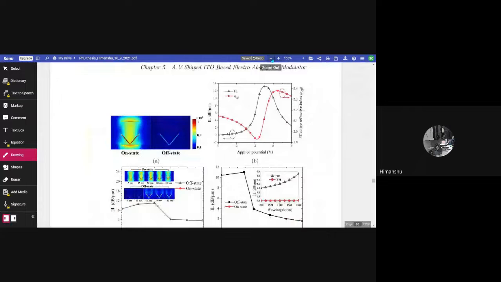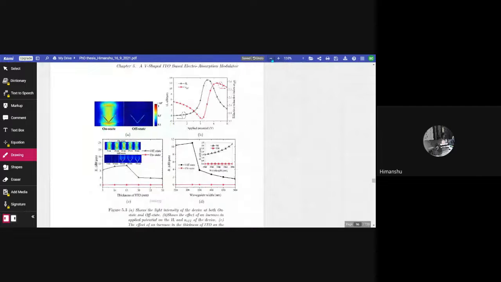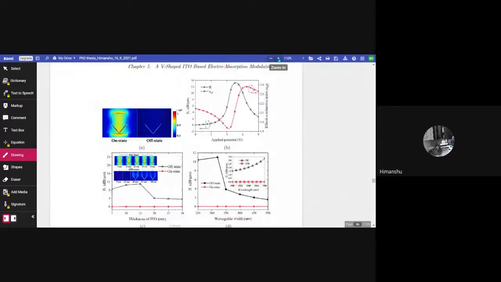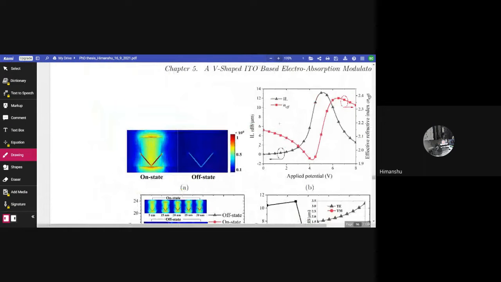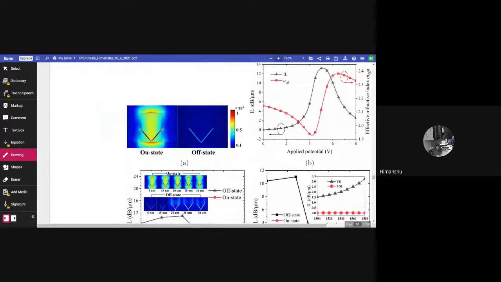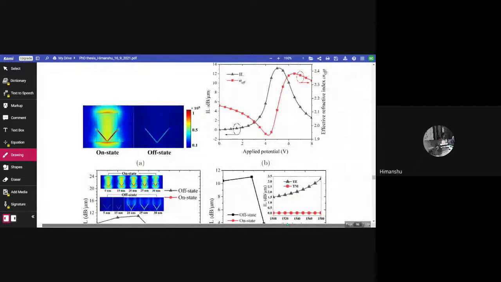So here, figure 5.3a shows the light intensity of the device at both on state and off state. That is when no potential is applied, 0 volt. At 0 volt, the light is allowed to pass through the device undisturbed. And when we apply potential of 4.45 volt, which is termed as the off state, maximum light is absorbed by the active layer, that is the ITO HfO2 interface.